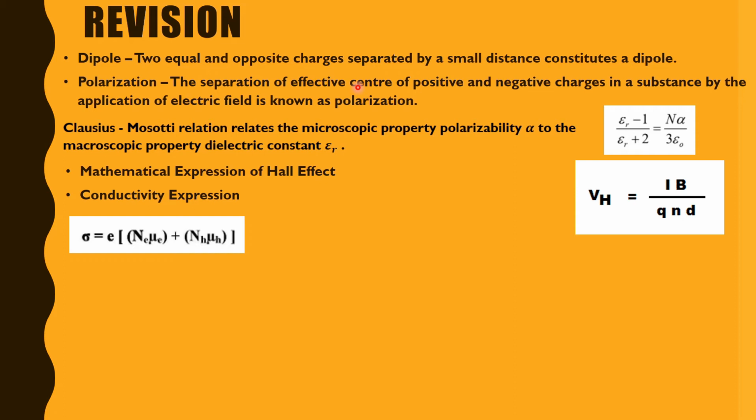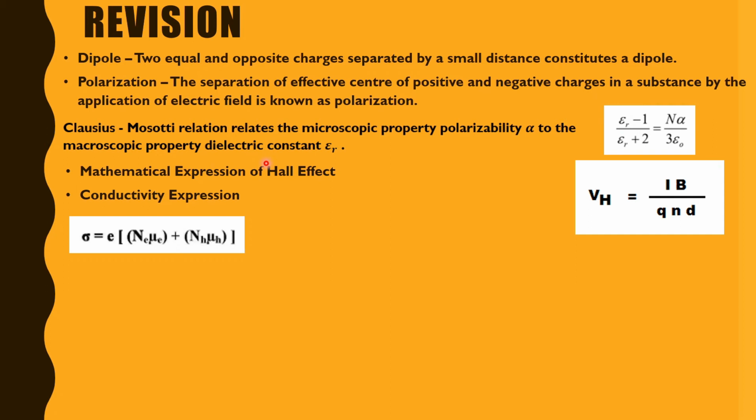Next is the Clausius-Mossotti relation. It relates the microscopic property, polarizability, denoted as alpha, to the macroscopic property, the dielectric constant, epsilon r. The relation is (epsilon r minus 1) by (epsilon r plus 2) is equal to N alpha by 3 epsilon naught, which we have already derived in our lectures. So you have seen this was the relation.